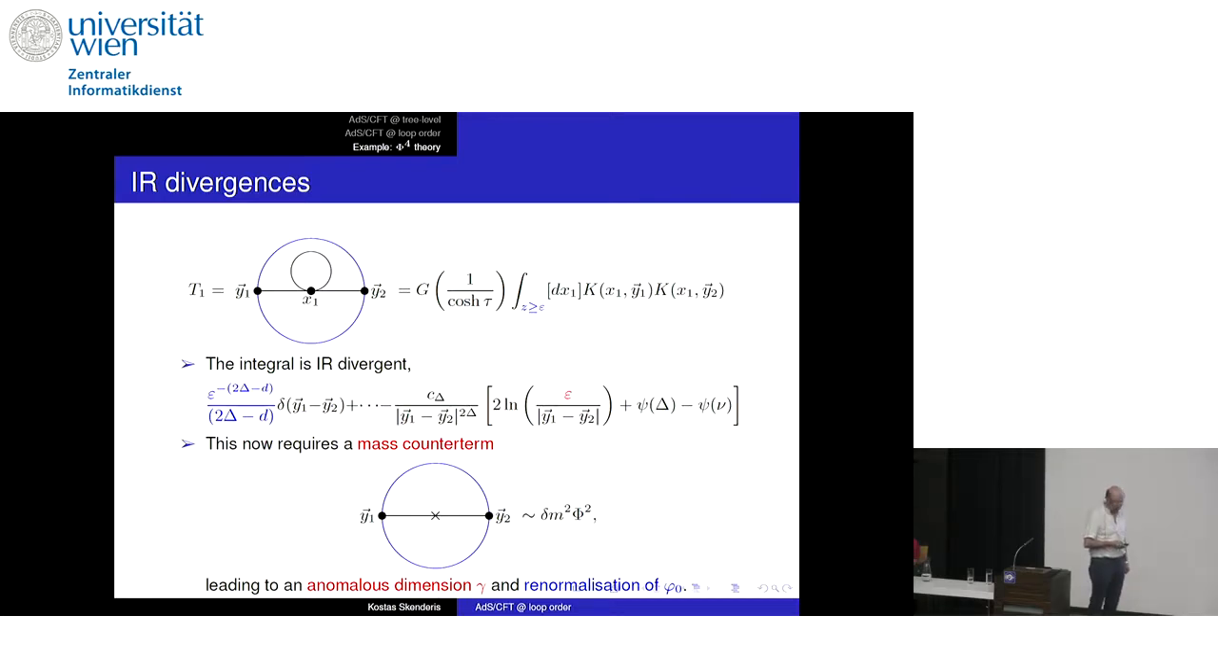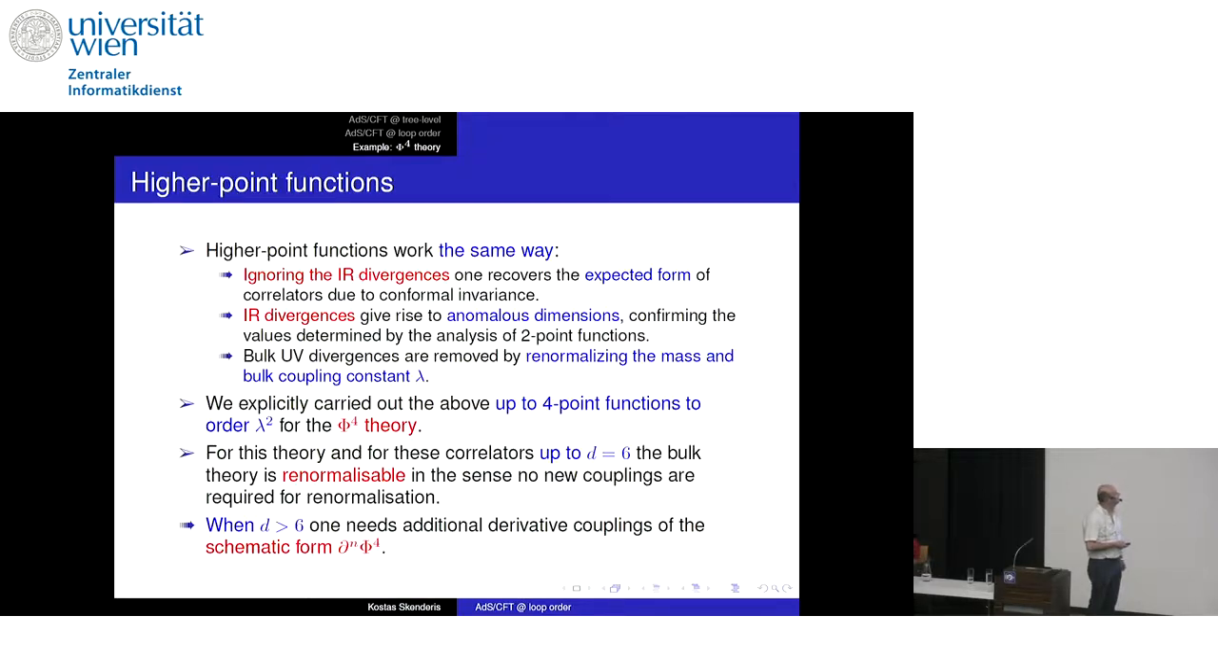I'm in the final 5 minutes, so I have to speed up a little bit. For higher-point functions, the discussion is similar. If one ignores the infrared divergences, one can use the same argument to show that you recover the expected form. But because of infrared divergences, you find that there is a need for an anomalous dimension, which confirms what we already learned from the two-point function. And then the remaining bulk UV divergences can be removed by normalizing the mass and the bulk coupling.